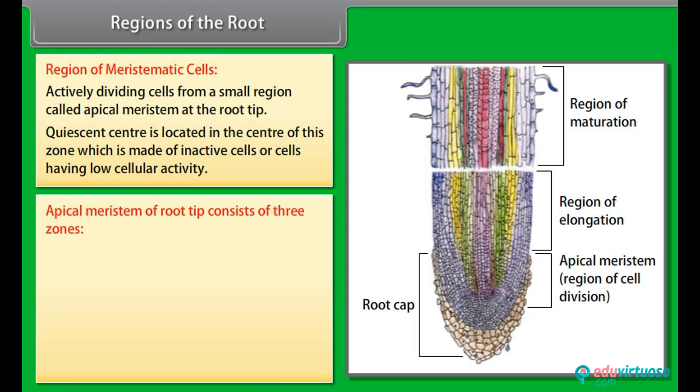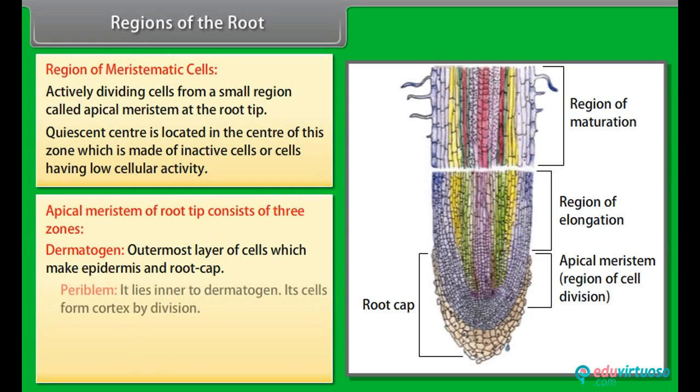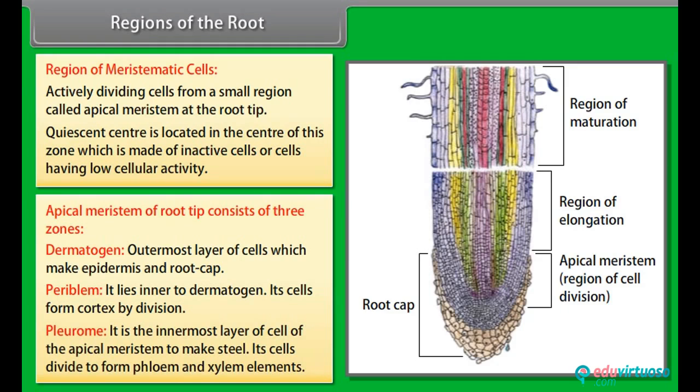Apical meristem of root tip consists of 3 zones. Dermatogen, the outermost layer of cells, which makes epidermis and root cap. Periblem, it lies inner to dermatogen. Its cells form cortex by division. Plerome, it is the innermost layer of cells of the apical meristem, to make stele. Its cells divide to form phloem and xylem elements.